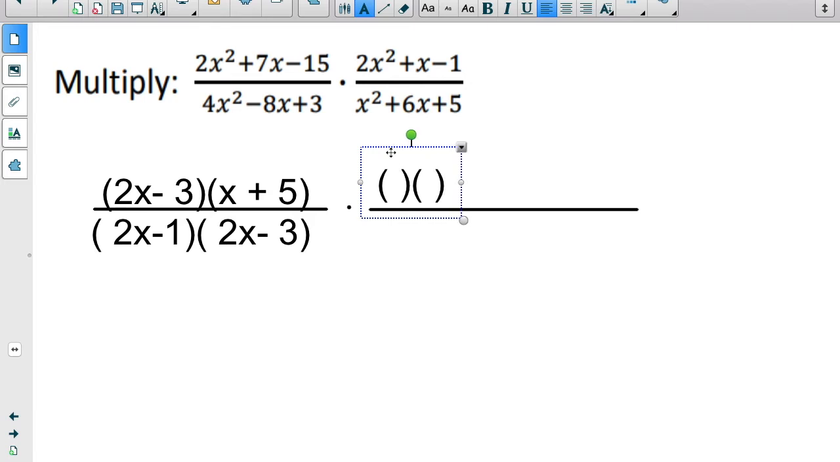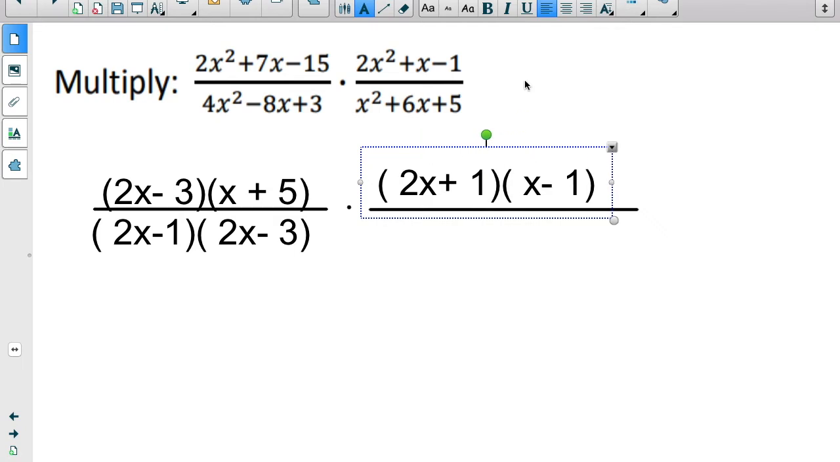Now that brings us to the numerator of our second set, or our second rational expression, our 2x squared plus x minus 1. Since the one is negative, it means our signs are going to be opposite. One's going to have a plus and the other is going to have a minus. Now the factors of 2x squared, well, the factors of x squared are just x and x. And the factors of 2 are 2 and 1. And it works out the factors of 1 are 1 and 1.